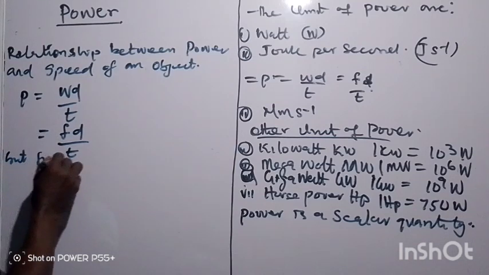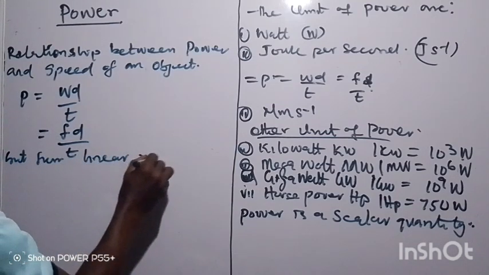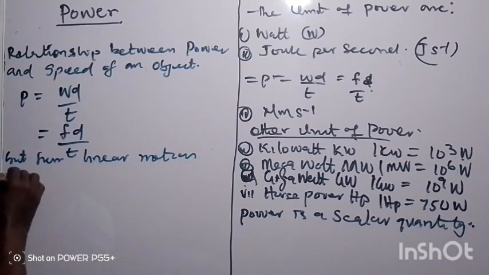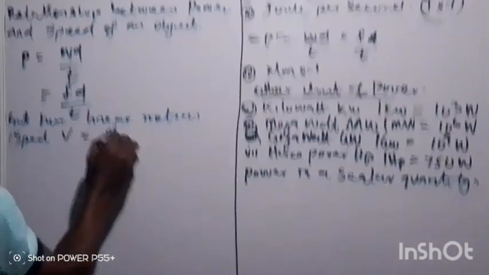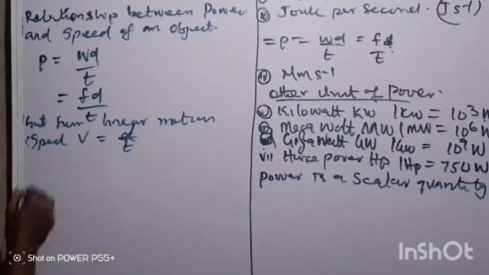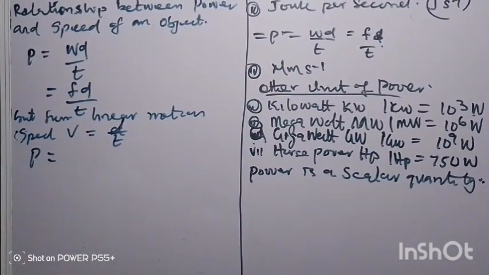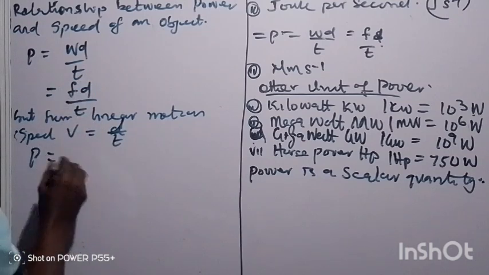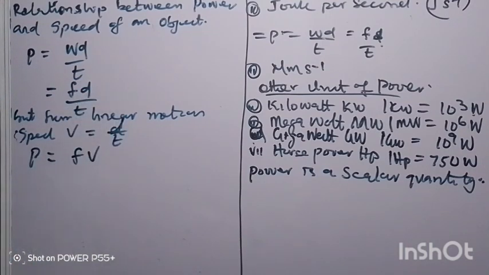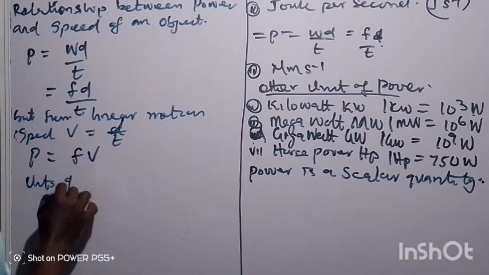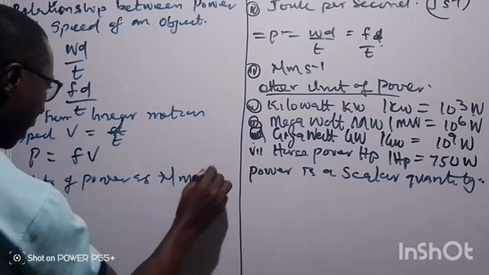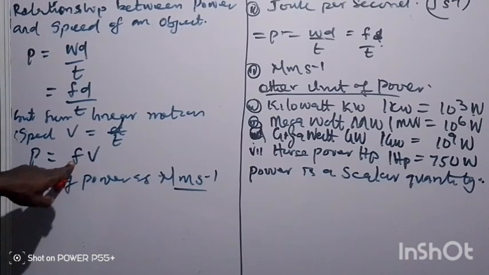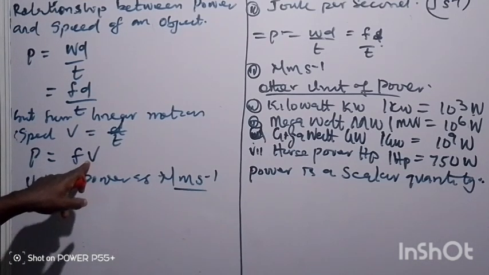But from linear motion, speed v is equal to distance over time. Therefore, power will be equal to F multiplied by v. So this is where we got the unit of power as Newton meter per second: Newton for force, then velocity or speed for meter per second.